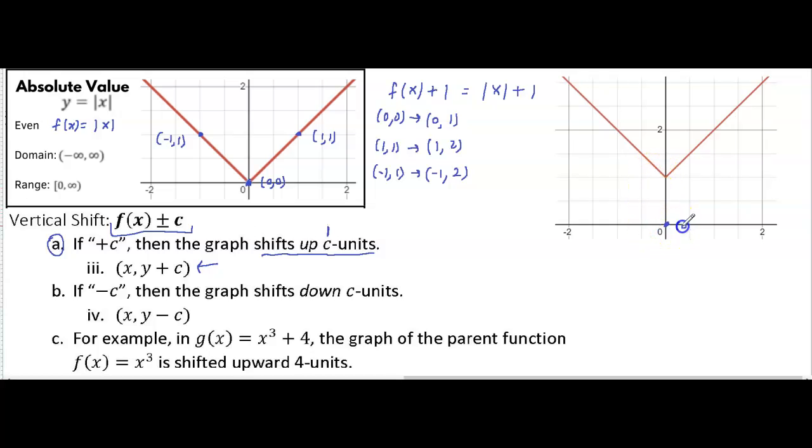So at the point (0, 0), we expected that to become (0, 1), which is exactly what it did. We also had the point (1, 1) and the point (-1, 1), and getting shifted up 1 unit, we stay at 1 for our x and the y becomes a 2. Same thing with this one. We shifted up 1 unit, the x still stayed the same, and the y is now at a 2. So we have a vertical shift up.